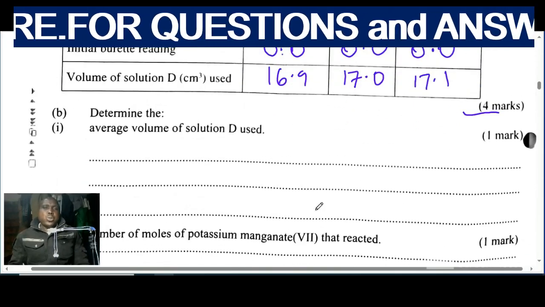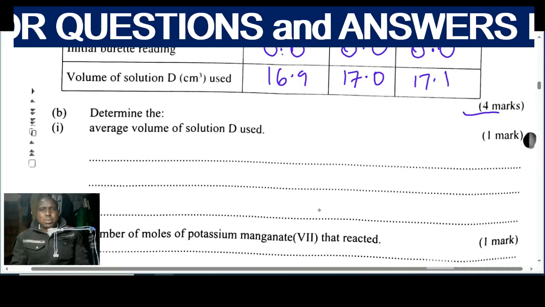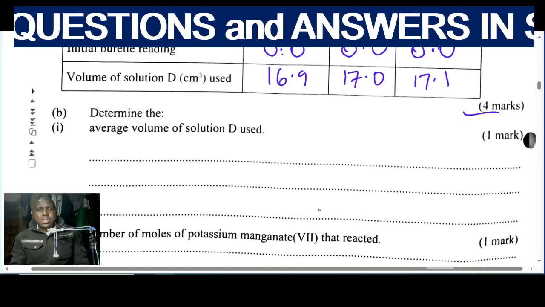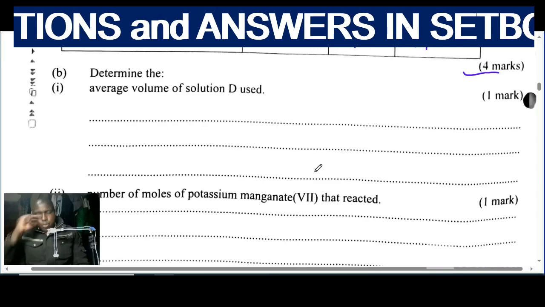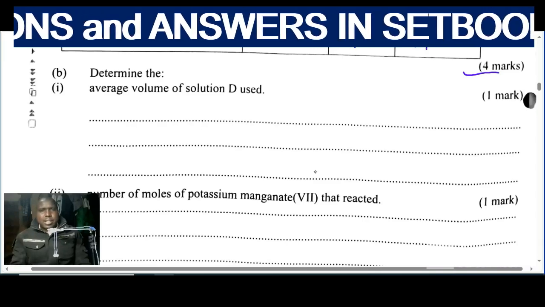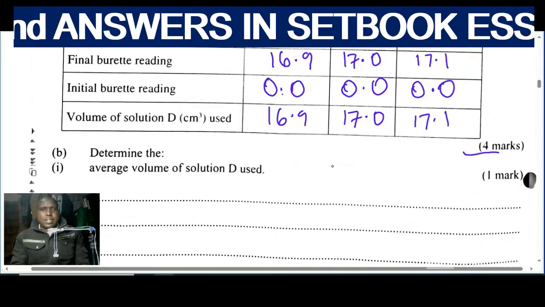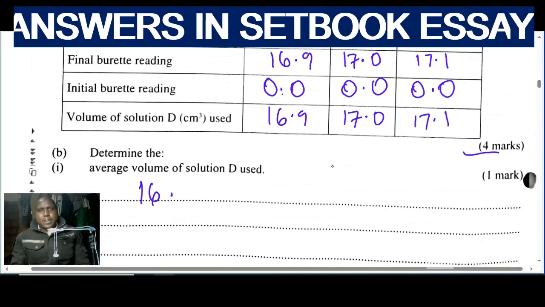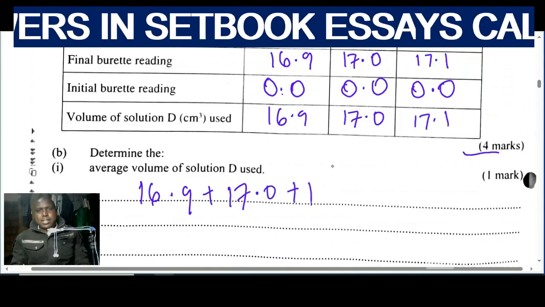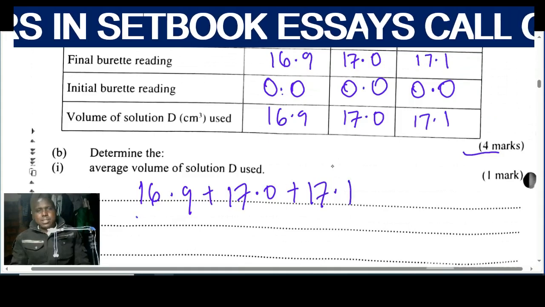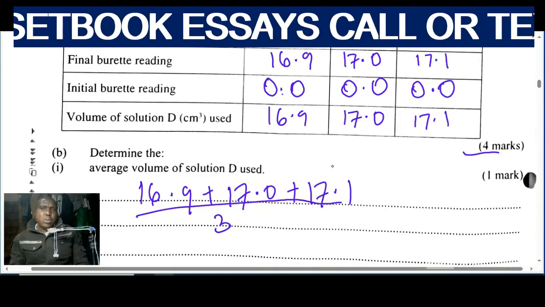Average. So average you will do with those that are very close. So if you look at 16.9, 17.0, all these ones are at a very close range, so we are going to do the average with all of them. So the average is equal to 16.9 plus 17.0 plus 17.1 divided by 3. You divide by 3.